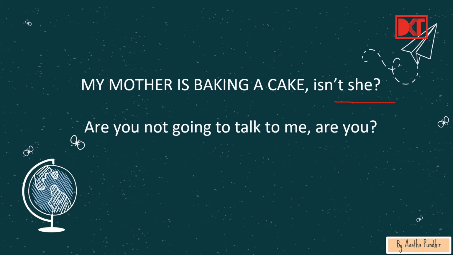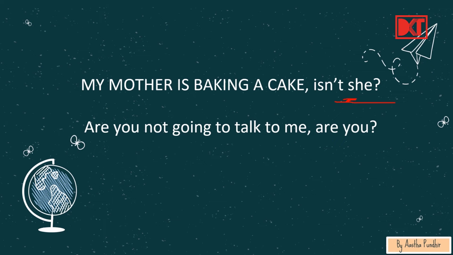And the second rule was, with a positive statement, we use a negative question tag. So what is the positive statement here? My mother is baking a cake. Positive statement. So we use a negative question tag. Isn't she? Isn't is a contraction which stands for is not. So isn't she? This is sort of asking for a confirmation, right? That do you agree she's baking a cake or not?